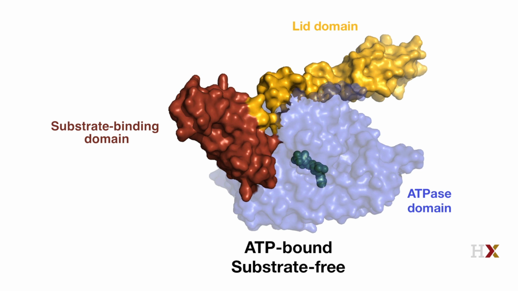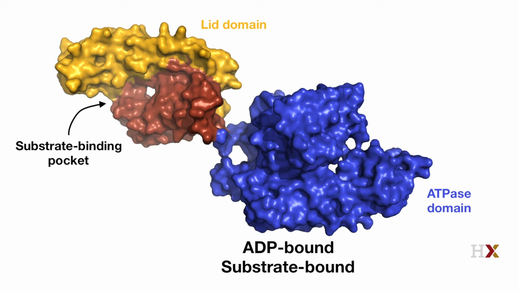And upon ATP hydrolysis, the yellow lid actually moves into close contact with the rest of the substrate binding domain, the orange part of the protein here. And that forms a substrate binding pocket that sequesters some of the substrate's hydrophobic surfaces. So this is the part where HSP70 is sequestering the nascent protein.